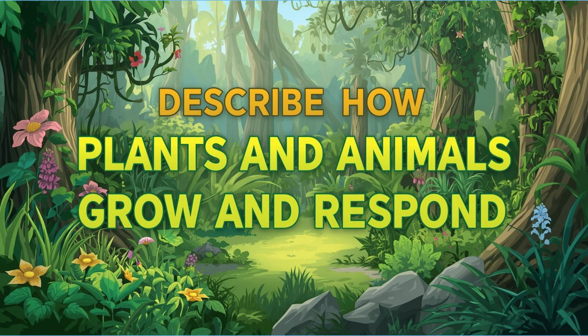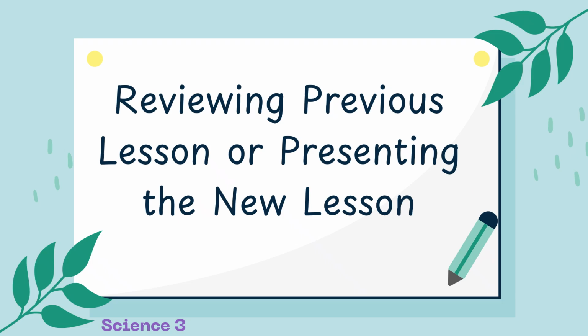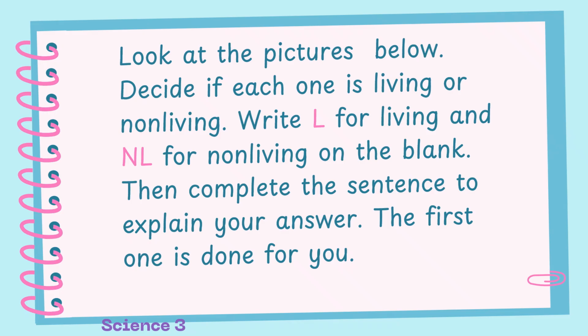Today, we're going to study how plants and animals grow and respond. Before we proceed to our discussion, let us have first a short recall about our topic yesterday. Look at the picture. Decide if each one is living or non-living. Write L for living and NL for non-living on the blank. Then, complete the sentence to explain your answer. The first one is done for you.